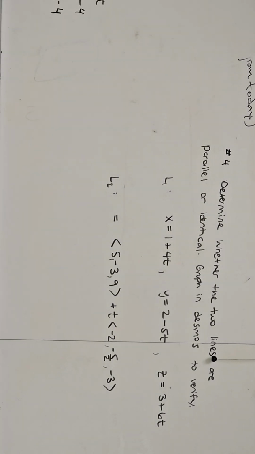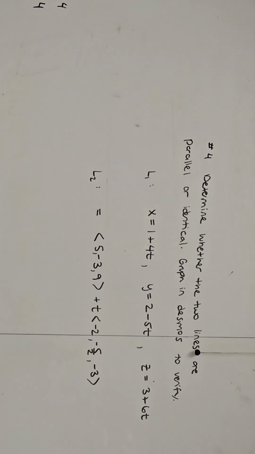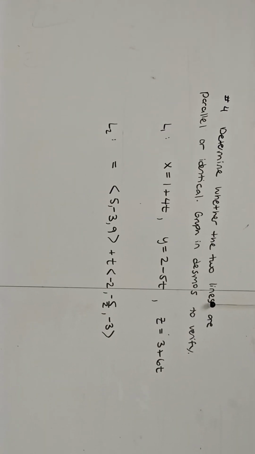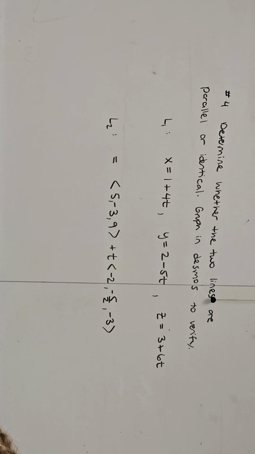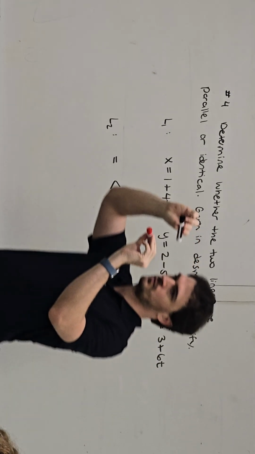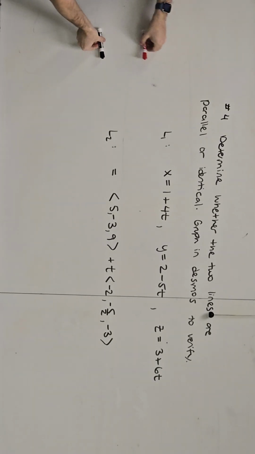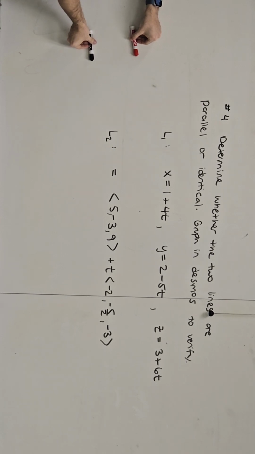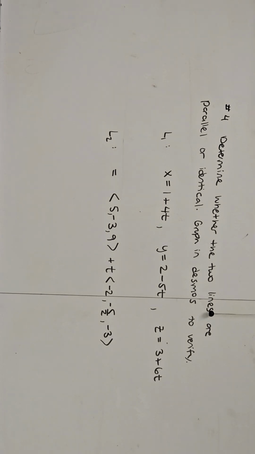The next question, number 4, says, determine whether the two lines are parallel or identical. So let's just kind of think about some geometry of lines in space for a second. So you can have two lines in 3D that are still parallel. So they're never going to intersect. Now, for 3D, it is possible to have lines that are not parallel, but don't intersect. In 2D, we would say, oh, if two lines aren't parallel, then they have to intersect at some point. That's not true in 3D. I can have two lines that are not parallel and don't intersect.